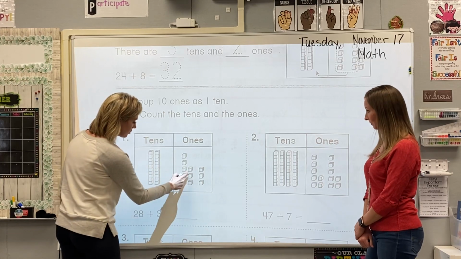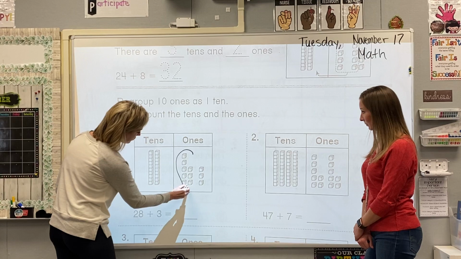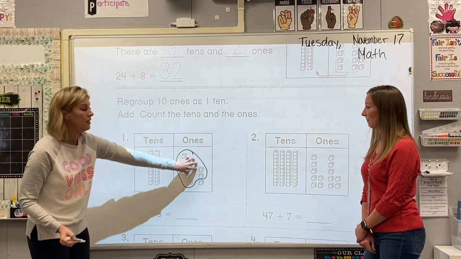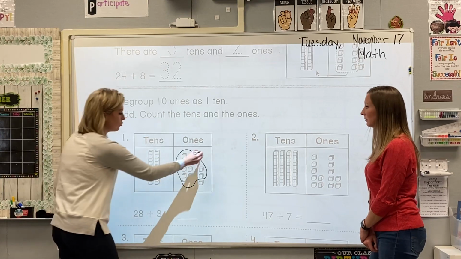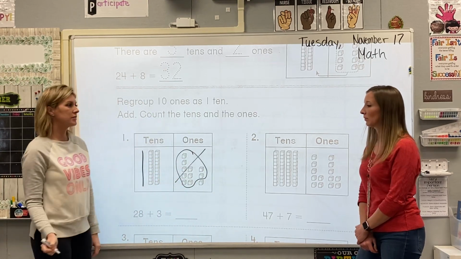Okay. I am going to circle. I have 5, 6, 7, 8. That means I need to add 2 more to make it 10. I just grouped up 10 ones. Now I'm going to scoop them, cross them out, and turn it into an additional tens rod.